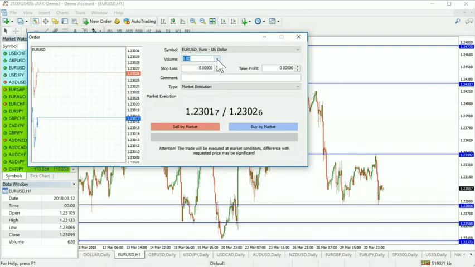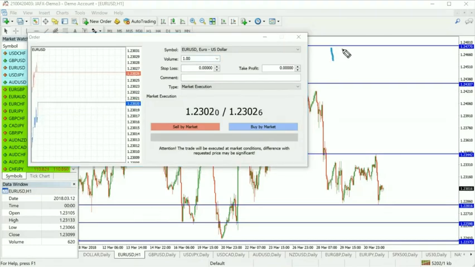Now, when we talk about notional trade size, let's say we happen to take a particular trade size of 1.00 on a MetaTrader 4 platform. What this means in real terms is that we are trading 100,000 euros worth of USD.